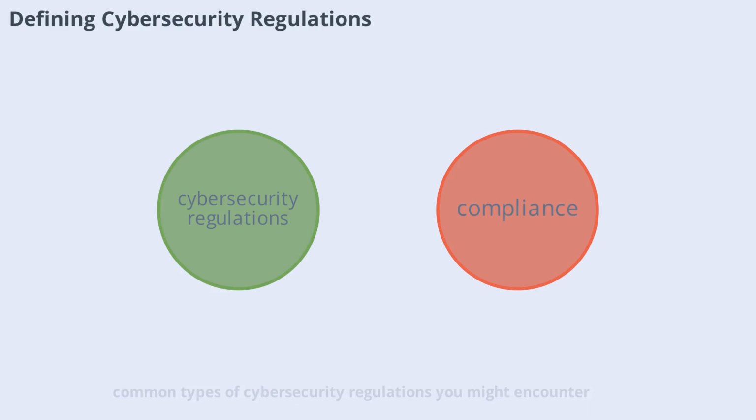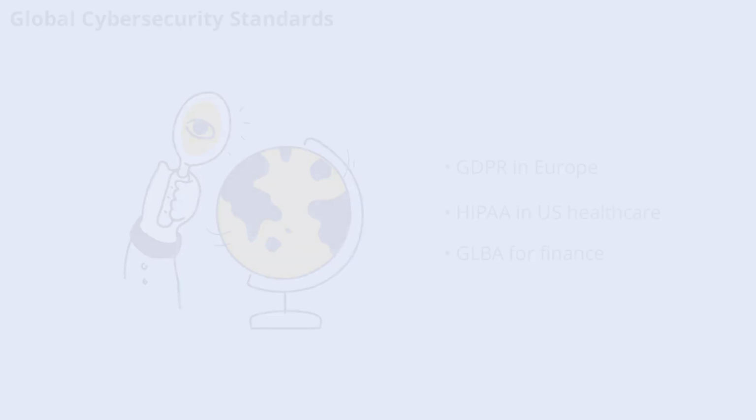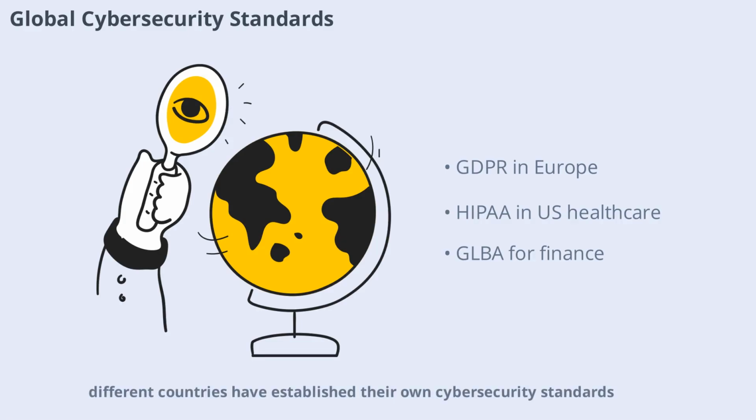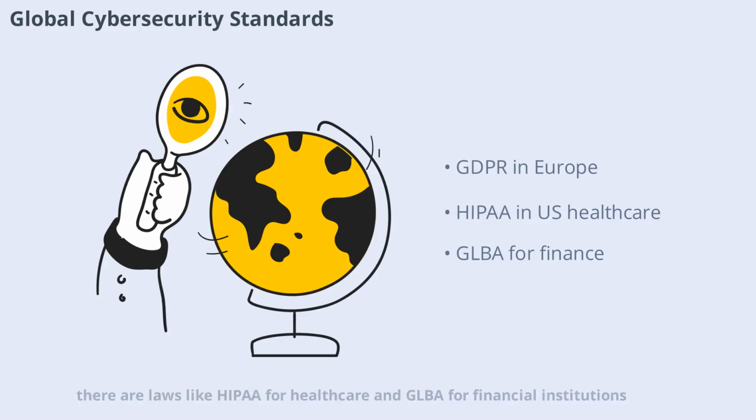Next, let's look at some of the most common types of cybersecurity regulations you might encounter. Around the world, different countries have established their own cybersecurity standards. For example, the European Union's General Data Protection Regulation, GDPR, sets strict rules for handling personal data. In the United States, there are laws like HIPAA for healthcare and GLBA for financial institutions. These standards often overlap but can have unique requirements depending on the region or industry. Staying informed about global regulations is essential for businesses operating internationally. Understanding these differences helps organizations avoid legal trouble and maintain customer trust.